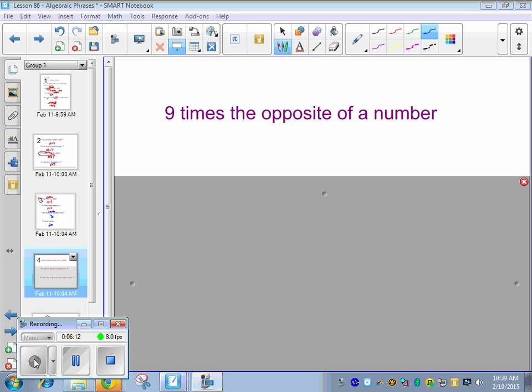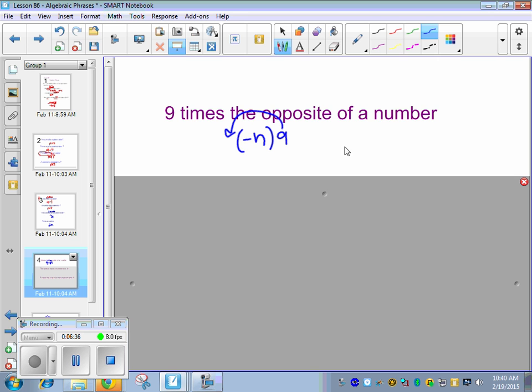And this one, 9 times the opposite of a number. We're combining a couple things. 9 times the opposite of a number. Anyone else have an idea? Devin? That'd be negative n times 9. Where should we put the 9? In front. Are you guys paying attention? Okay, good.